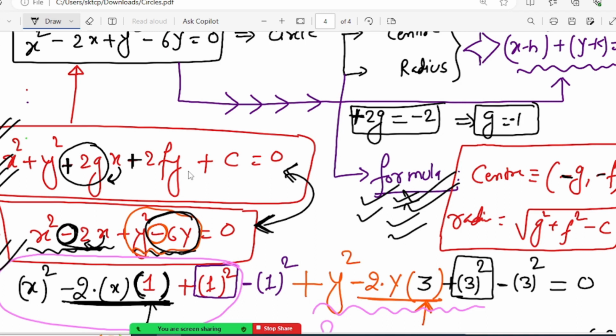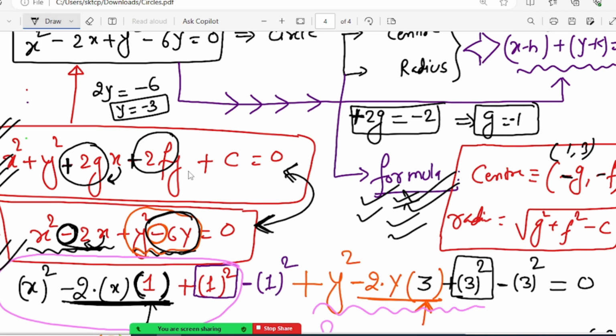So now the center has x coordinate as 1. Similarly, if we equate the coefficient of y in the standard form, I have the coefficient of y as 2f. So 2f should be equal to, what is the coefficient here? Minus 6. So f should be equal to minus 3. So when you substitute in the formula minus g, minus f, I think you get the same answer, that is 1 comma 3, isn't it?